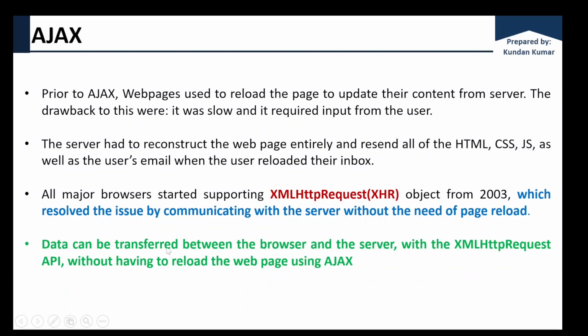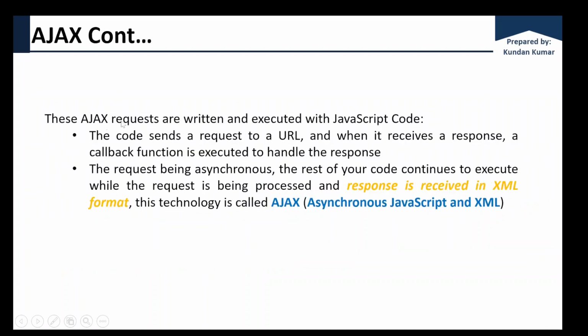So data can be transferred between the browser and the server with the XMLHttpRequest API without having to reload the web page using AJAX. These AJAX requests are written and executed with JavaScript code. The code sends a request to a URL, and when it receives a response, a callback function is executed to handle the response. The request being asynchronous means the rest of your code continues to execute while the request is being processed, and the response is received in XML format. This technology is called AJAX, which stands for Asynchronous JavaScript and XML.